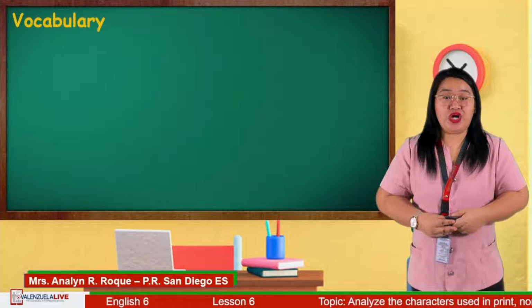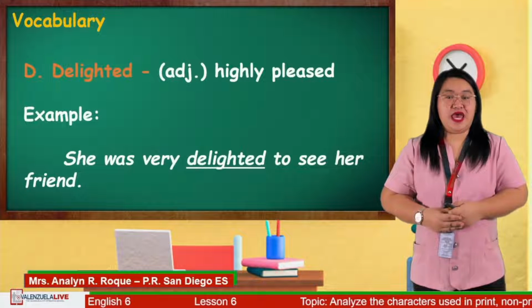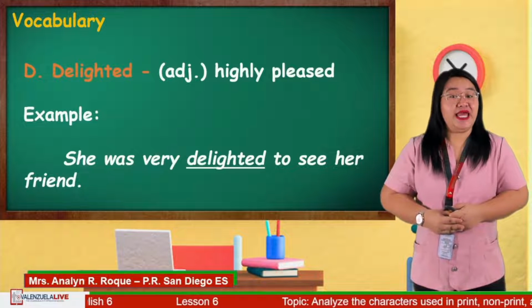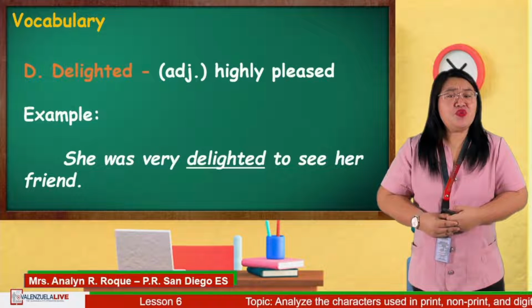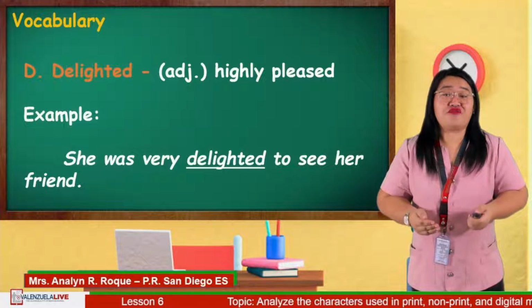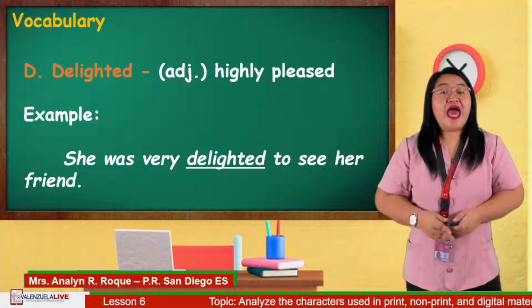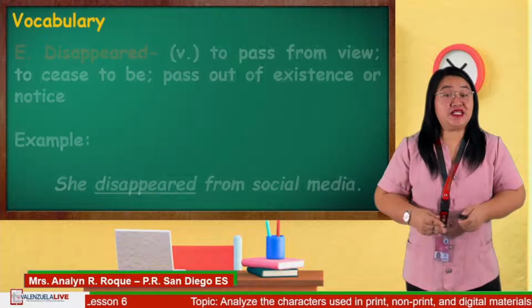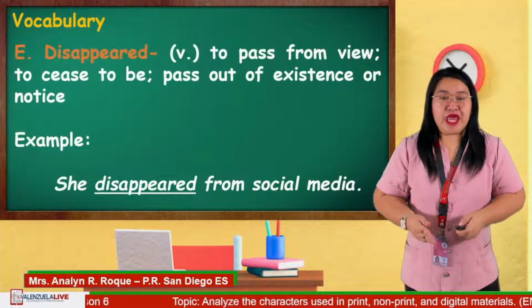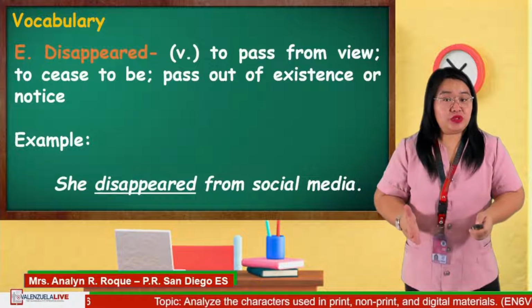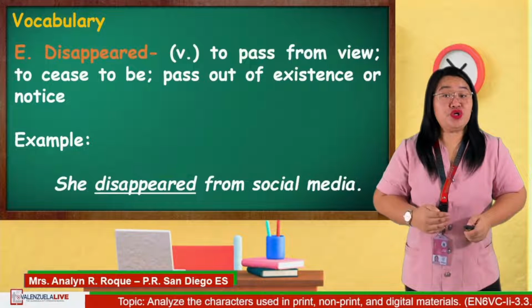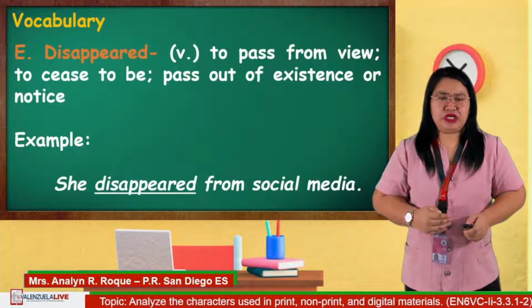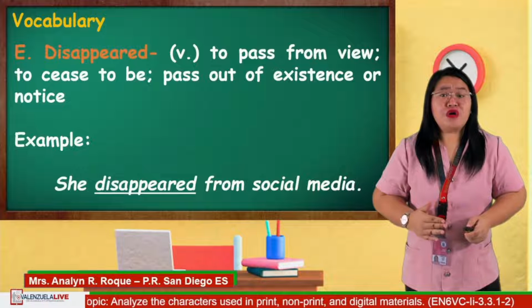The next word is delighted. It's an adjective, meaning highly pleased. Example, she was very delighted to see her friend. And the last word is disappeared, a verb, meaning to pass from view, to cease to be, passed out of existence or notice. Example, she disappeared from social media.